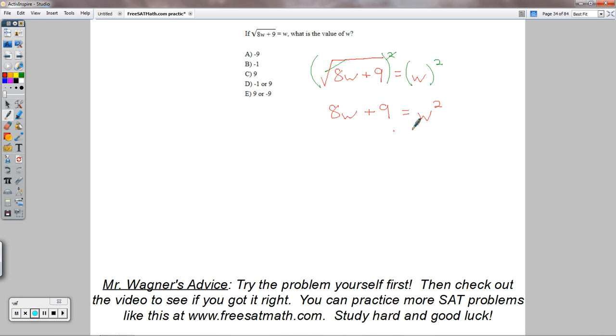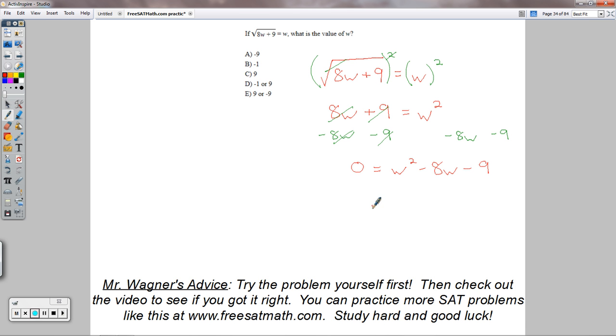From here, a good idea would be to get 0 on one side and everything else on the other. So if I subtracted 8w from both sides, and subtracted 9 as well from both sides, this would cancel here, this would cancel here, and I'd be left with 0 equals w squared minus 8w minus 9.